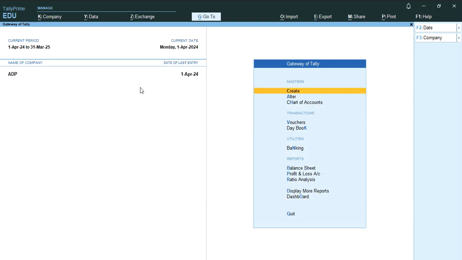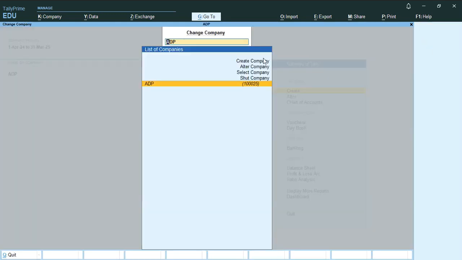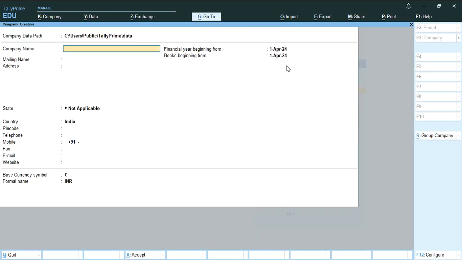After opening the software, the Gateway of Tally will be opened. From here, how to create a company? There is a shortcut key to create a company, F3. Or you can use the mouse also. On the right side you can see company, F3. Click on it. Here, create company. You can use your keyboard arrows or the mouse. Create. Give the name whatever you like. Presently I am giving it as Problem.